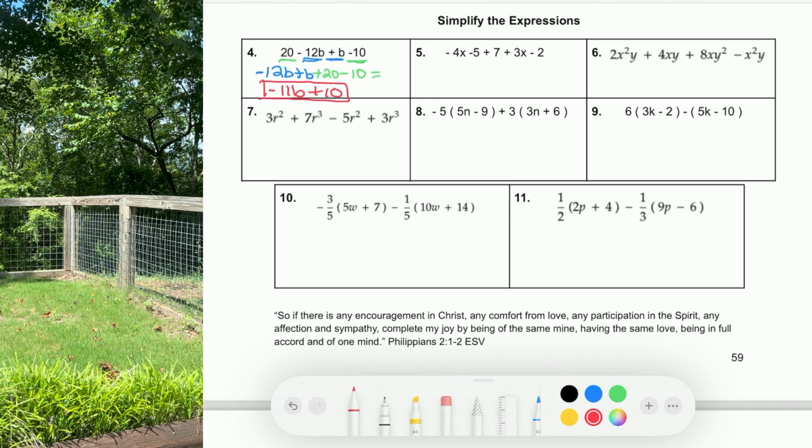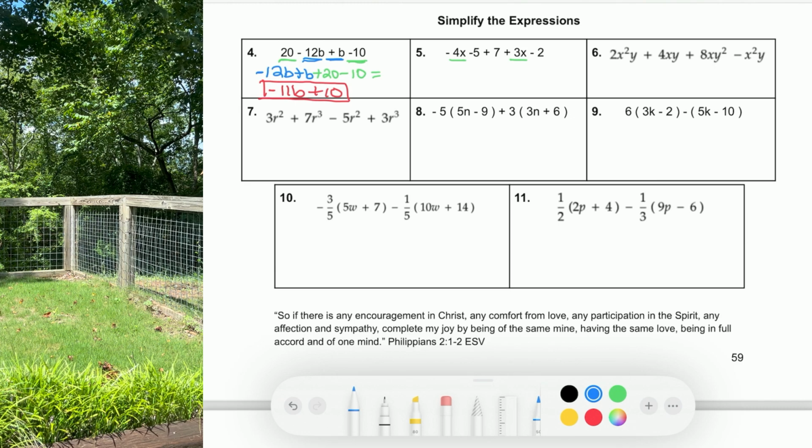Number 5. Again, let's find our like terms. So the negative 4x is grouped with the 3x. The negative 5 is grouped with the 7 and the minus 2.